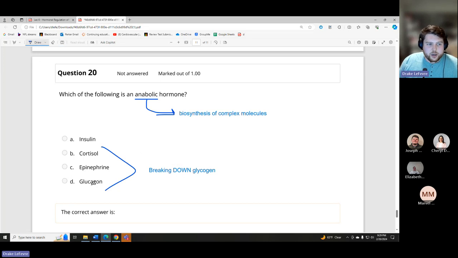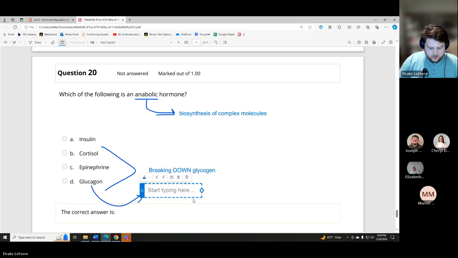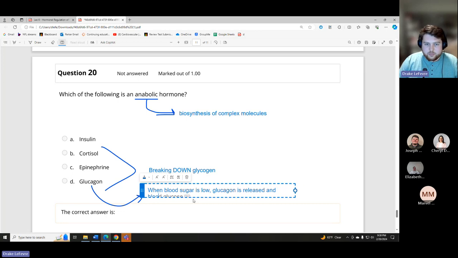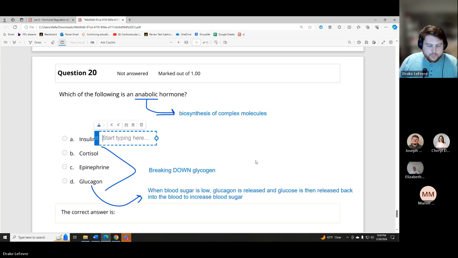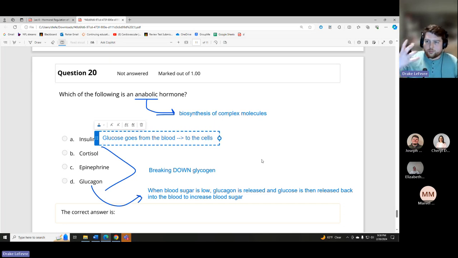Remember, when blood sugar is low, glucagon is released and glucose is then released back into the blood to increase blood sugar. Whereas insulin, what's insulin's job? What does it do with the glucose? It decreases blood sugar. Yep. So glucose goes from the blood to the cells. It brings it in.